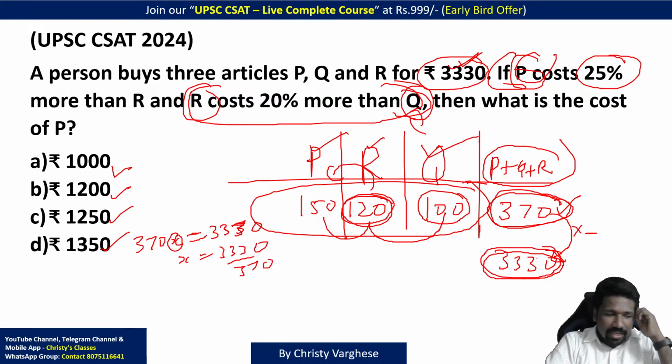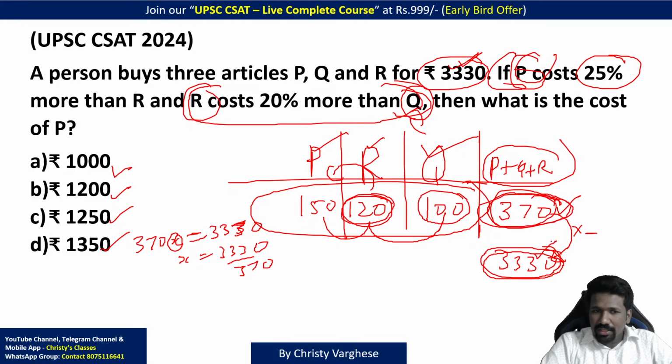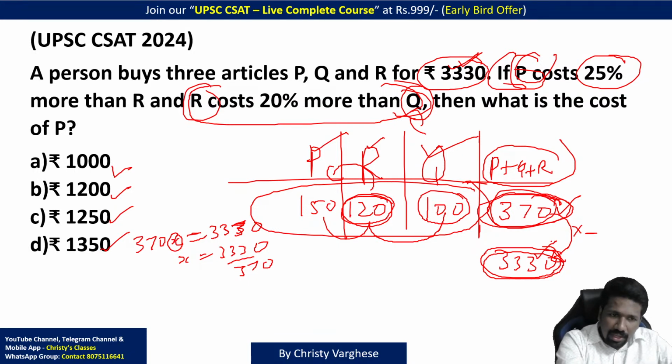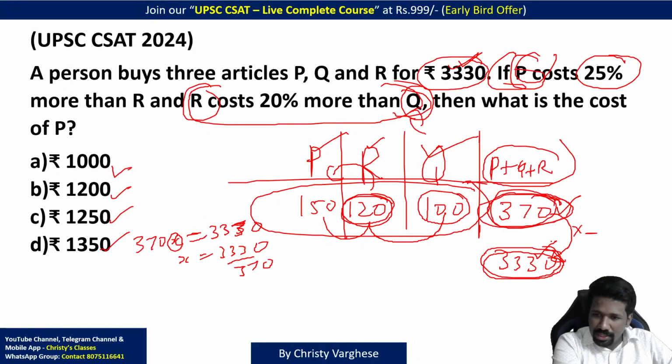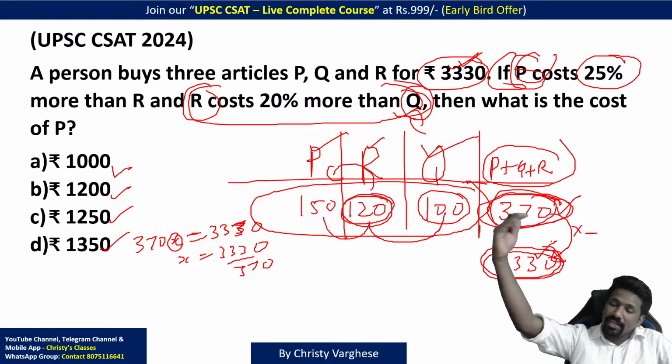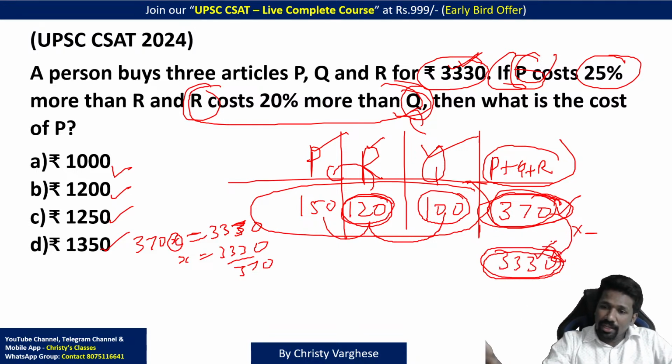If your math skills or arithmetic skills are good, when you see 370 and 3330 itself, you will say 370 nine times is 3330, because 370 ten times is 3700. Ten times minus one time is nine times. 3700 minus 370 is 3330. But if that is not very obvious, you can mathematically do this.